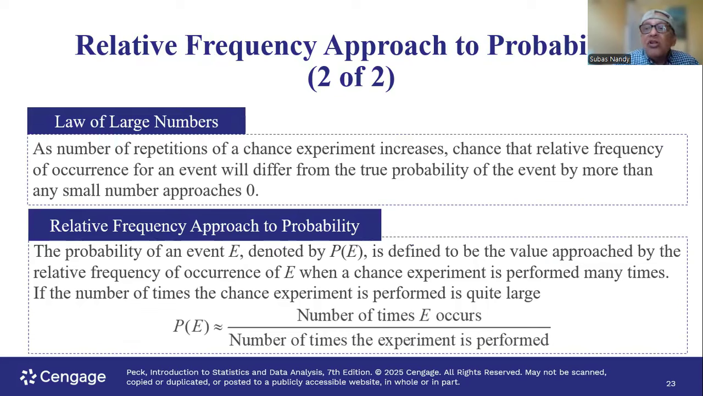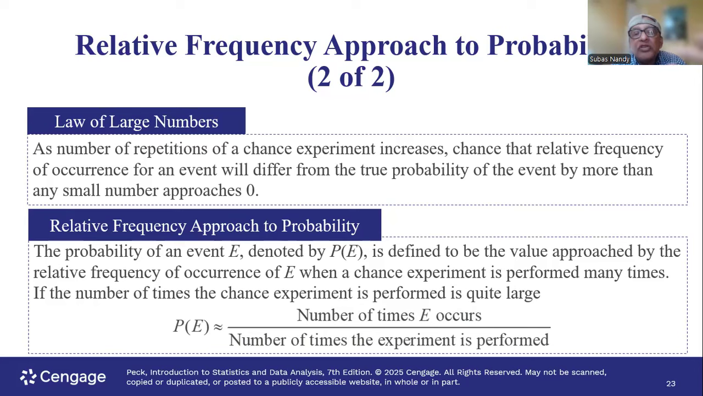So this is called the law of large numbers. In simple language, what does it mean? As you saw in the probability experiment, if you repeat an experiment many, many times, the relative frequency of an event, in this case head in our example, will approach its theoretical probability, which is 0.5. So the law of large numbers means a large number of repetitions of a chance experiment.